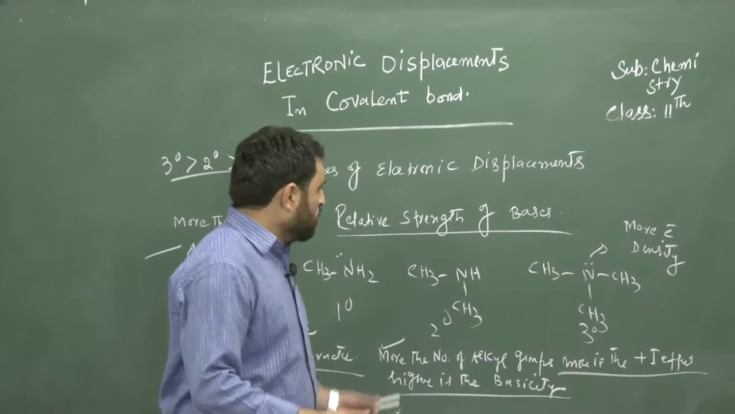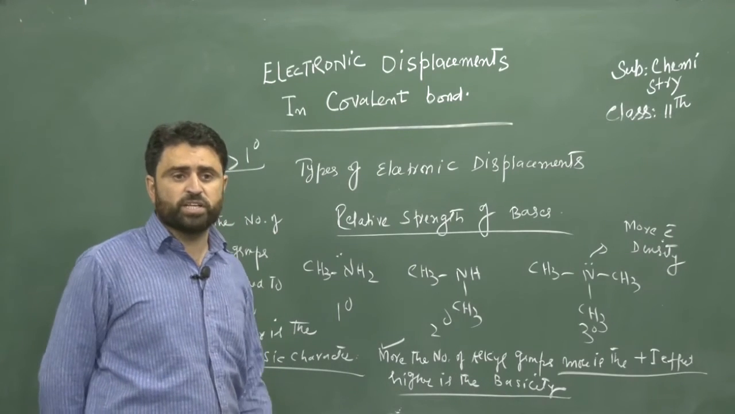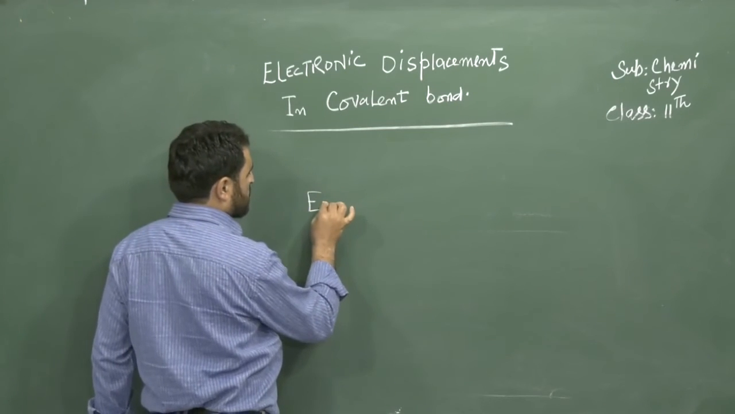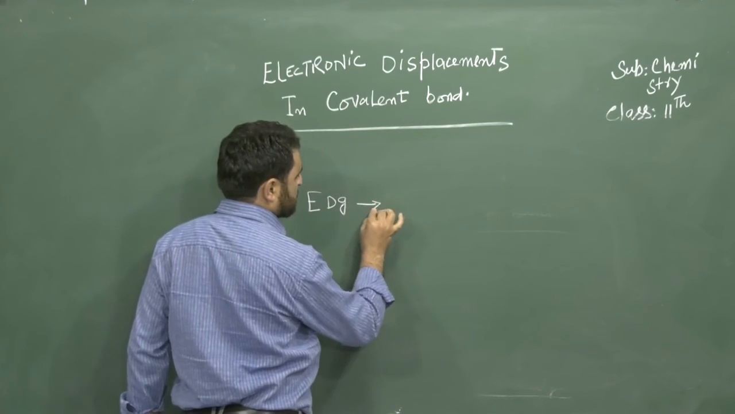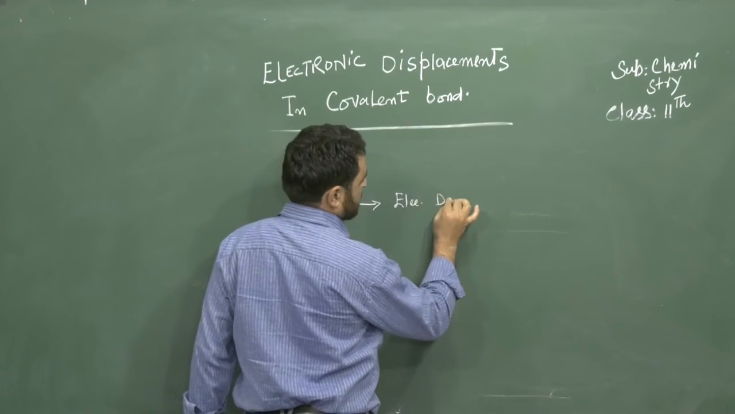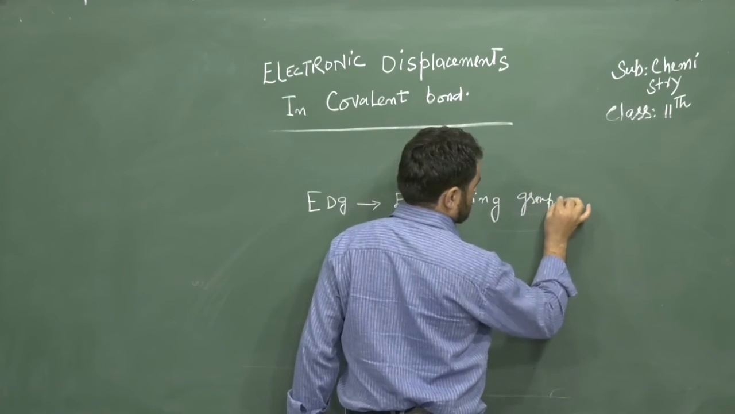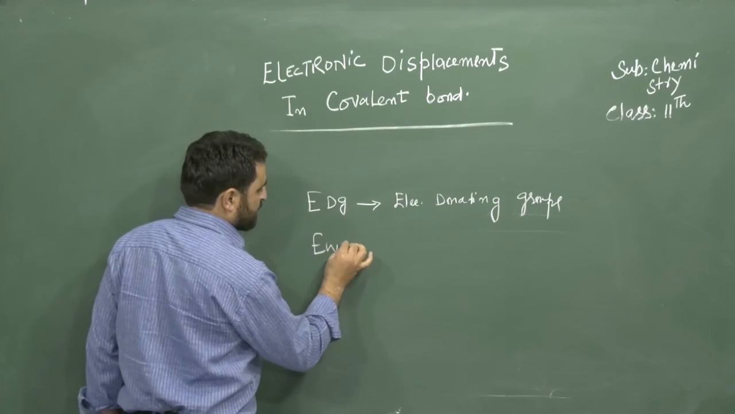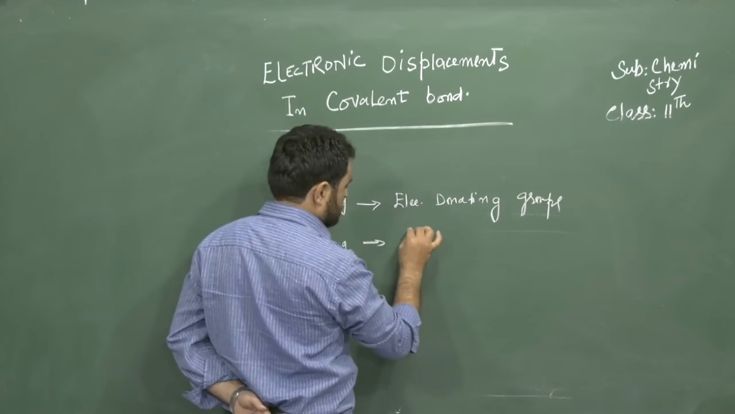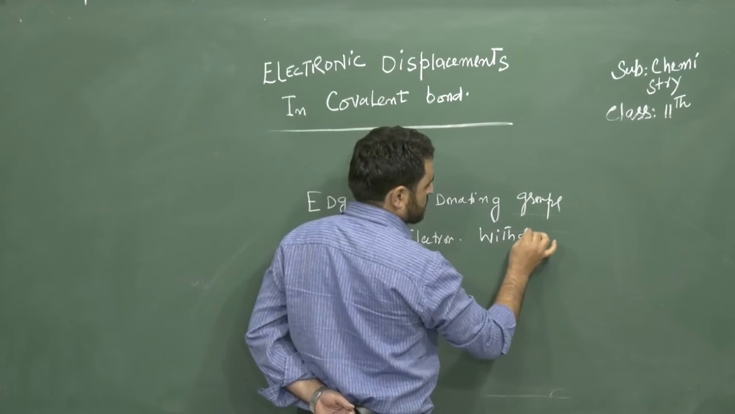Now, another concept: some groups have a plus I effect and some have a minus I effect. I will write here electron donating groups, EDG. Then second is EWG, electron withdrawing groups.